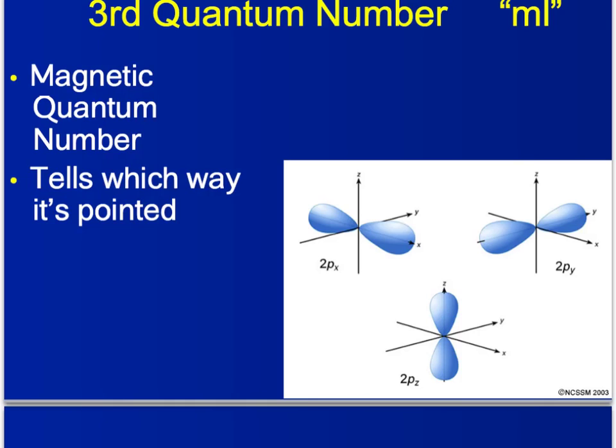So remember, we said that for example for the p here, there are 3 suborbitals that there could be. So now it's specifically telling us, is that one on the x? Is it on the y? Is it on the z orbital?